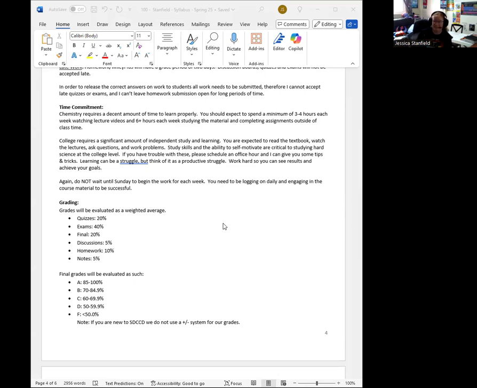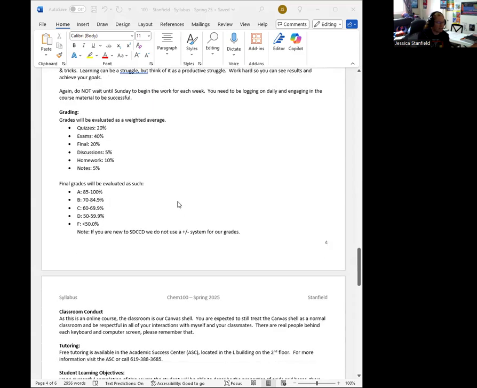And I did that for a lot of things. Like it takes time to really learn something. You really have to spend time engaging with the material. Okay? Don't wait until Sunday to begin the work for each week. You won't have time to finish it. I use a weighted averaging. So here's how it's broken down.